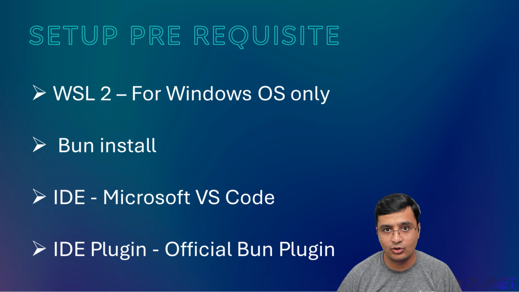Then make sure you have this IDE installed, VS Code, and at the same time when you're launching VS Code, it's better to launch it from your bash terminal so that you're getting the bun library available. Otherwise it will just say command not found. And last thing is you want to make sure you have the official bun plugin installed and the custom launch.json. I'll also share all the code and this launch.json config itself on GitHub so that you can refer to it.